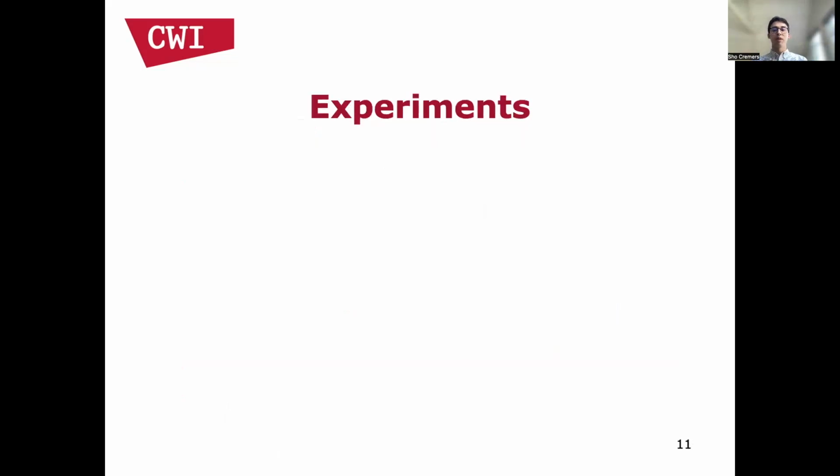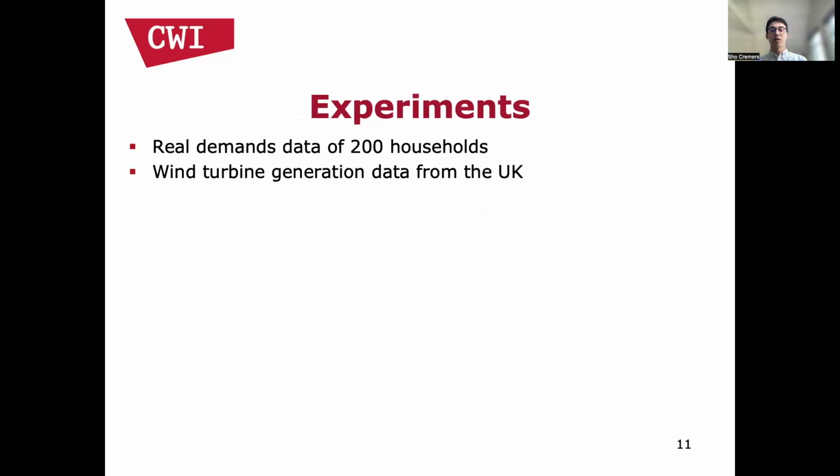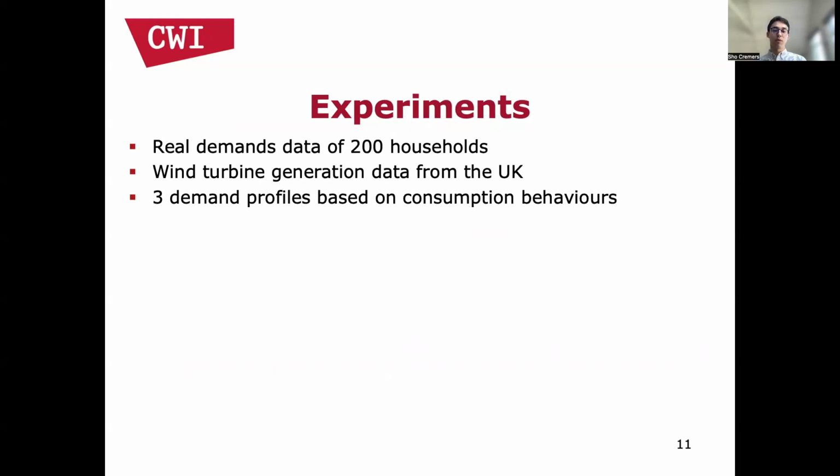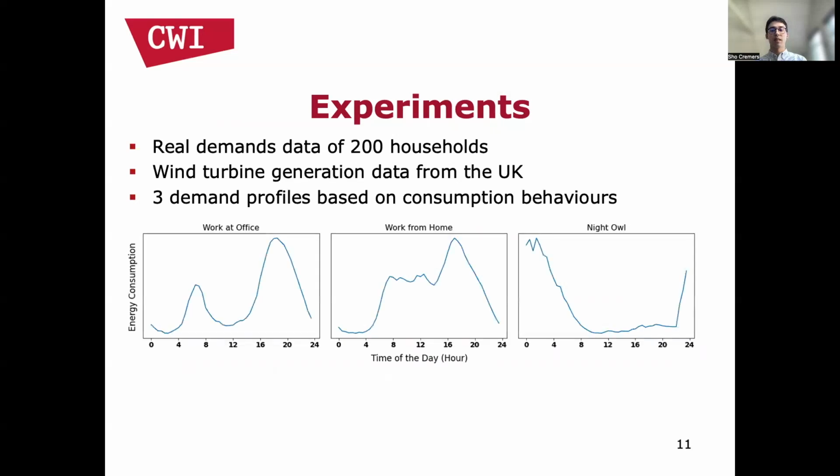For the experiment, we use real consumer data of 200 households and corresponding wind turbine energy data from the UK. We then grouped the consumption behavior during the winter days of these prosumers using k-means clustering and selected 3 classes that had distinct behaviors. Here you can see the average daily consumption of what we called the work at office, work from home, and night owl classes. For the experiments, we created communities using these classes.